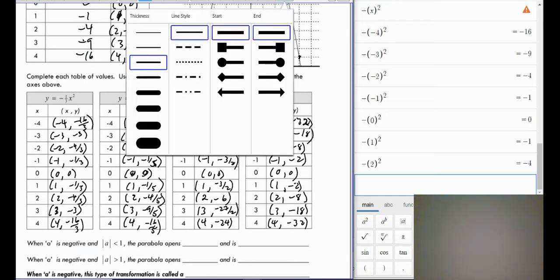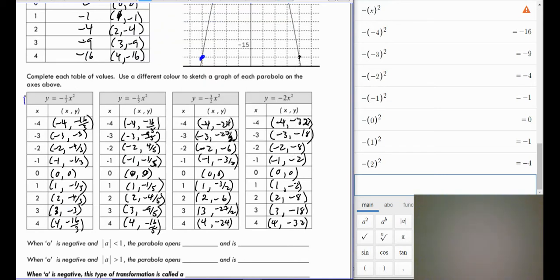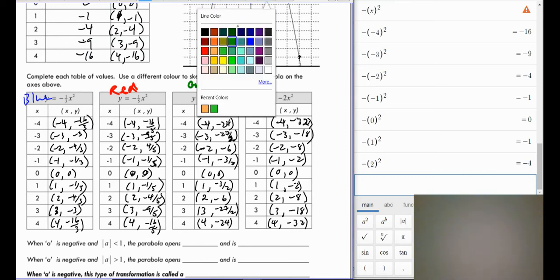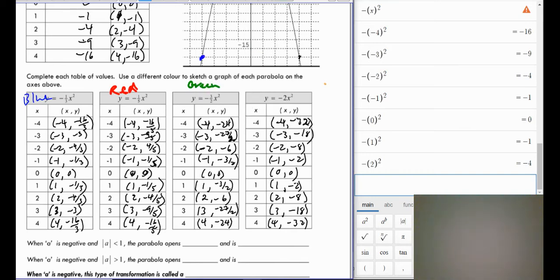One thing we should do, and I probably should have done it to begin with, is color code these. Blue, red, green, and what did we use last time? Orange. Okay, so everyone look at these numbers carefully.